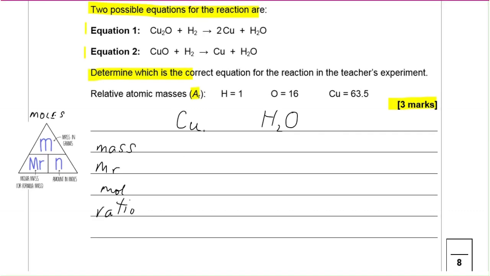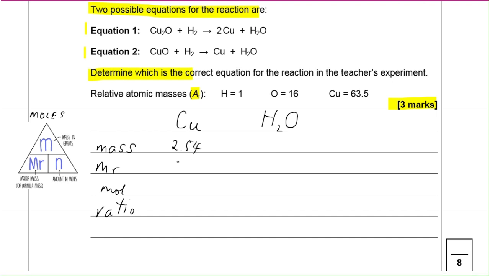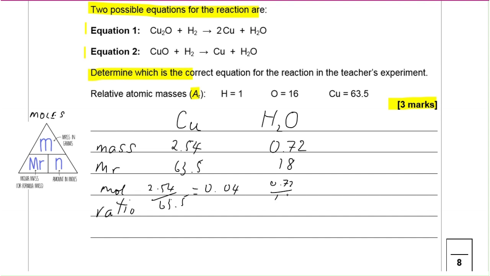So let's sub in some of the details. 2.54 grams of copper. The Mr for copper is 63.5, so to get the moles, we're going to divide the mass by the Mr. So that's 2.54 divided by 63.5. That comes out at 0.04. Over to water, 0.72 grams of water, so we write that in. The Mr for water is 18. 16 plus 2 ones makes 18. And then we're going to divide it out. So 0.72 divided by 18 also comes out as 0.04.